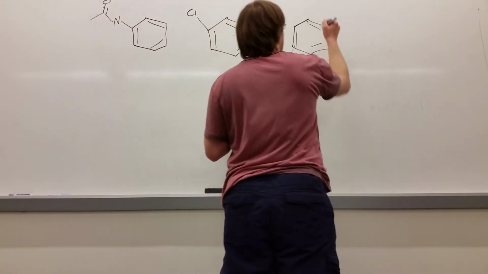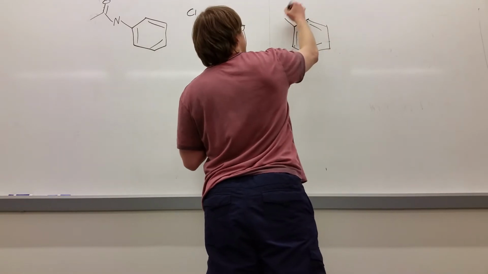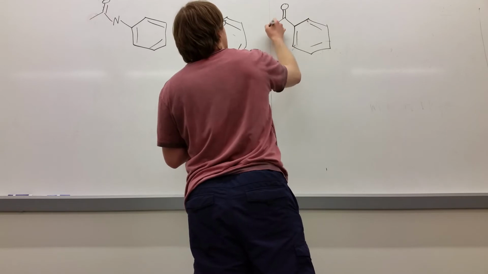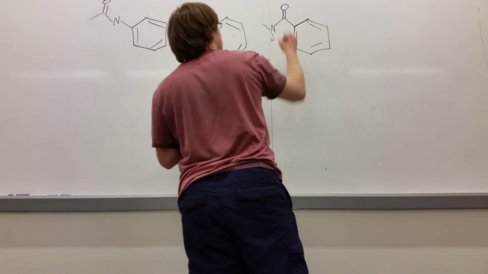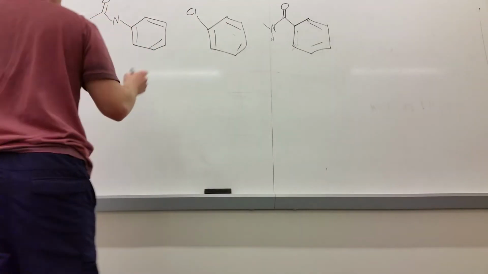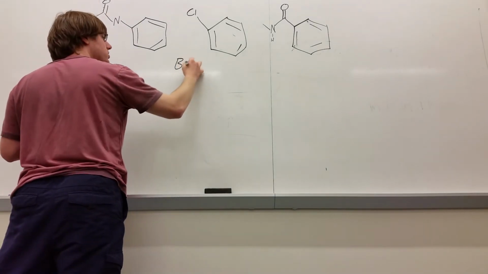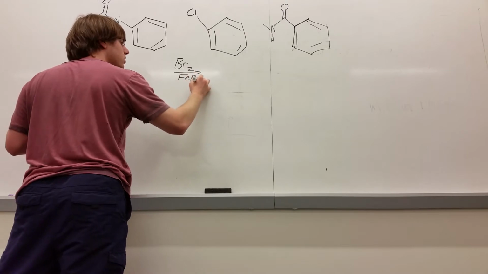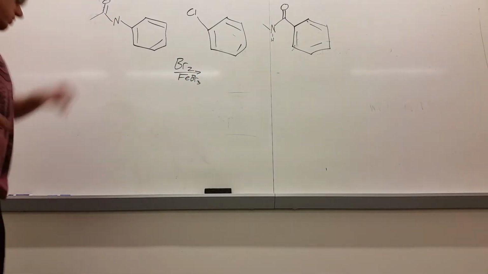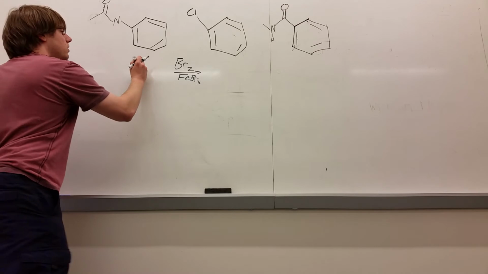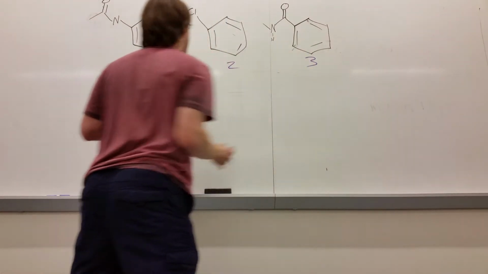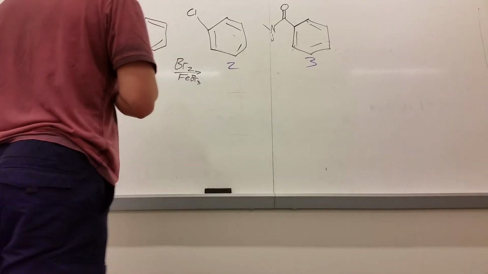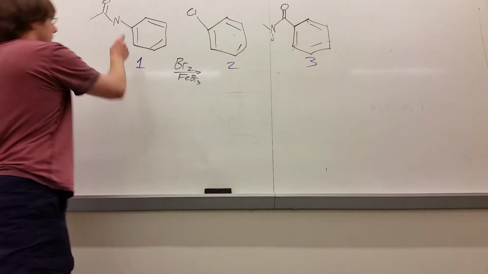And now on this one, I'm going to make it look mostly like what that first structure looked like, but I'm going to switch the order. Now I have double bond O, N, and then a CH3 and a hydrogen on that nitrogen. And all 3 of these are going to react with Br2 in FeBr3, a reaction that just adds a bromine to the ring. The question being, of these 3, let's say this is 1, 2, 3, who is most reactive and who is least reactive? Well, the first thing to do is to look at the groups that are attached to the ring.